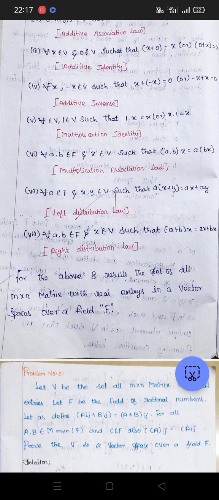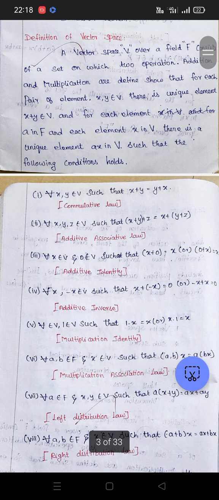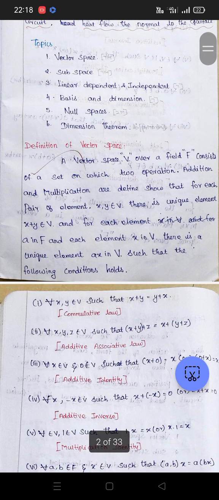For the above result, a set that satisfies the above 8 conditions, with the given elements, is a vector space. The first condition is x and y belong to V.